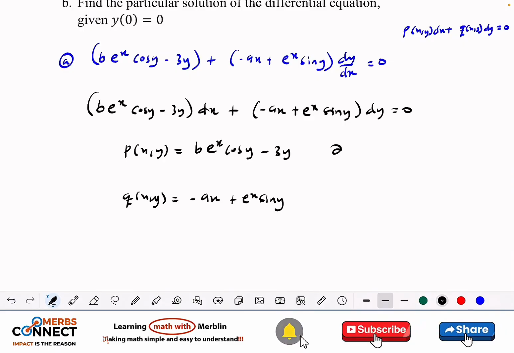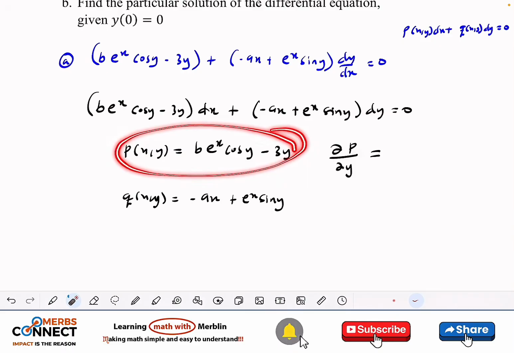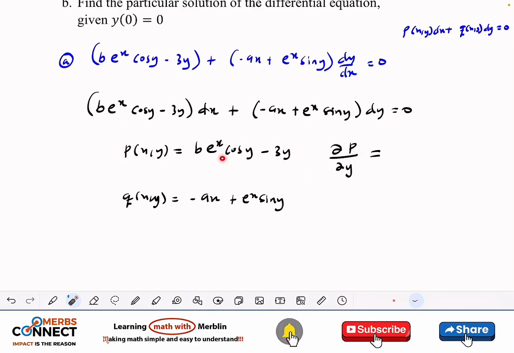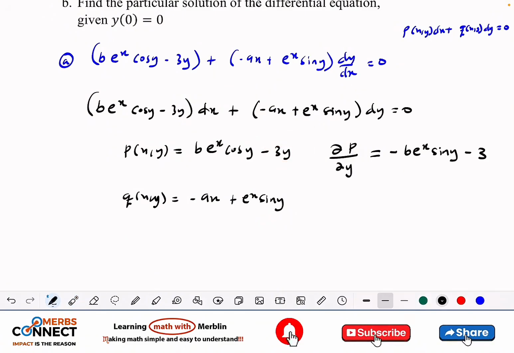Now let's find the partial of P with respect to y. So differentiate this with respect to y. What are we going to get? We have b e^x here, which is like a constant multiplying this, so I just need to differentiate cos y. Cos y is going to give us minus sin y. So this is going to give us minus b e^x sin y. Then when I differentiate this one too, I'm going to have negative 3.